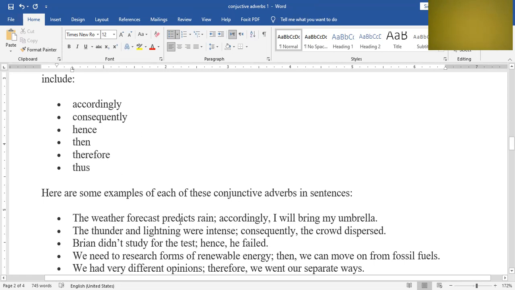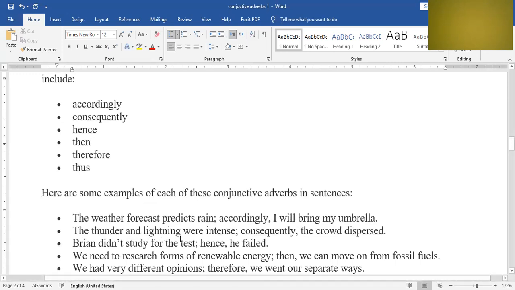The weather forecast predicts rain. Okay, an independent sentence. Just tell me that it will rain. Accordingly, I will bring my umbrella. You see? So the first is the cause. Why will you bring your umbrella? Because the weather forecast predicts rain. So we say accordingly, because it will rain, accordingly, I will bring my umbrella.